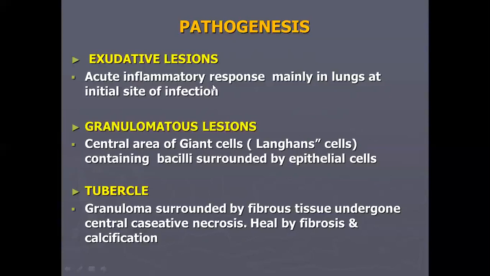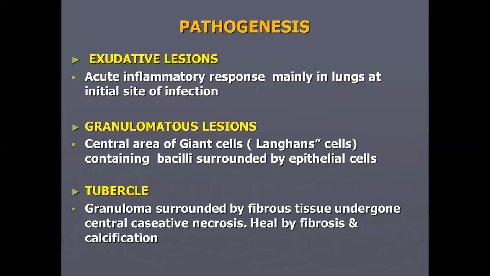Now, it also makes the granulomatous lesions, and as we all know, granulomatous lesions are because of the chronic response. There is a central area of giant cells that contain the bacilli, and then it is surrounded by the epithelioid cells, and this is what we call the Langhans cells. Now, when we make a histopathology slide of the lungs to detect tuberculosis, Langhans cells are the pathognomonic lesions that occur in the lung.